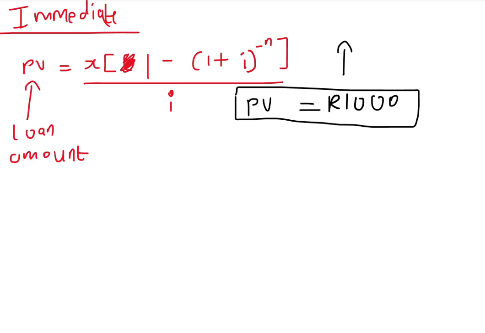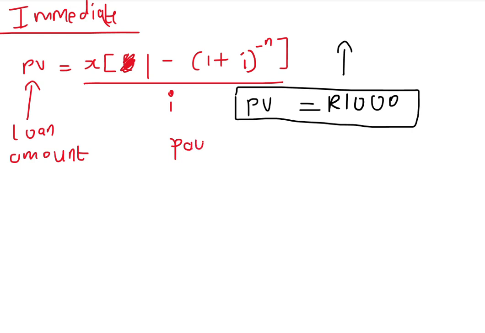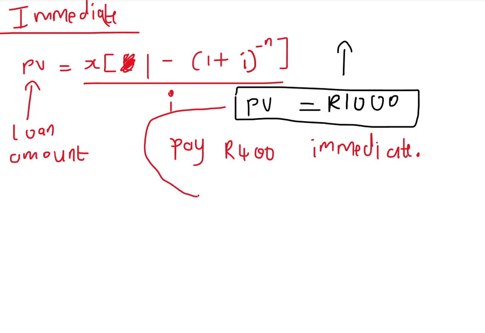Now, after asking for 1,000, I tell him or her that I want to pay 400 immediately. After taking that loan, I want to pay 400. So I'm paying 400 immediately, which in actual fact doesn't make sense, right? That I'm asking for 1,000 and at the same time I pay you 400. You'll ask me why I didn't just ask for 600.